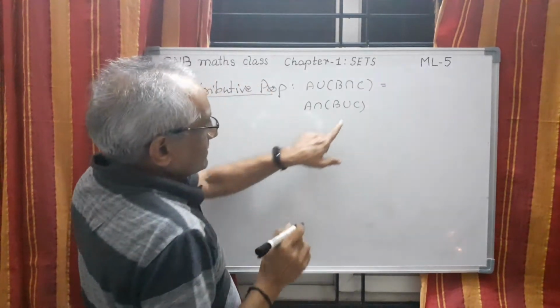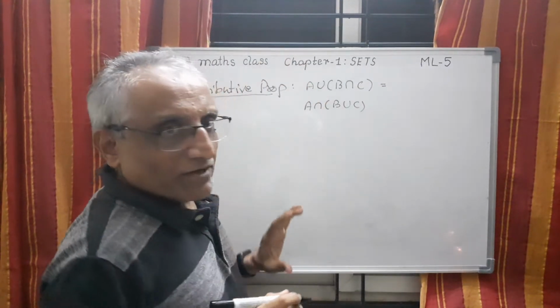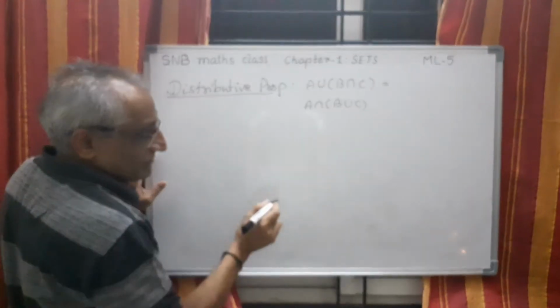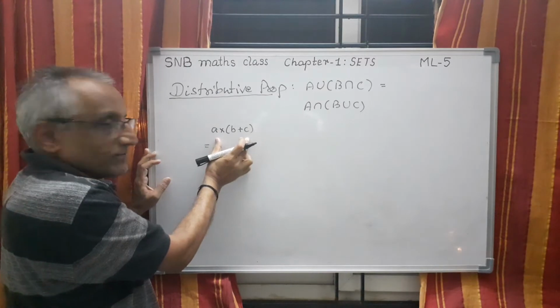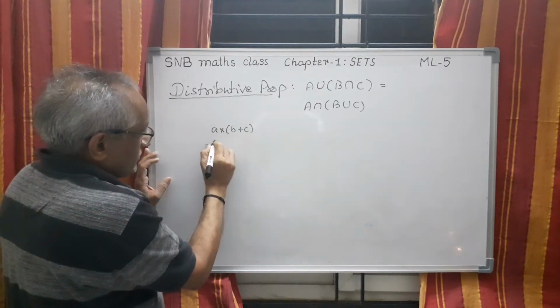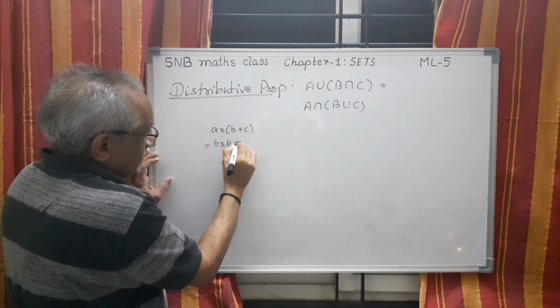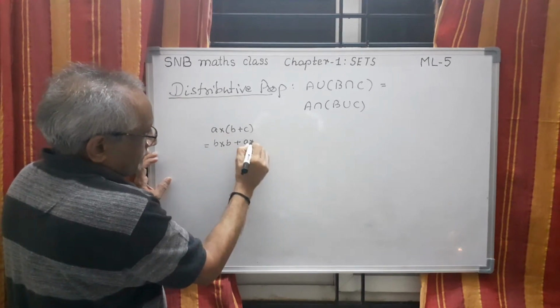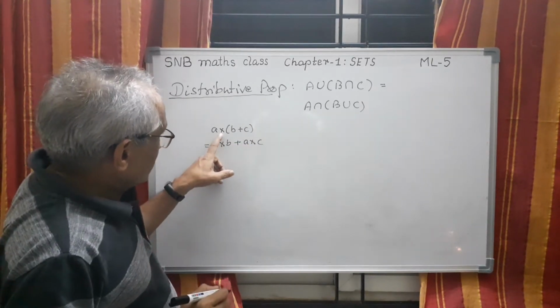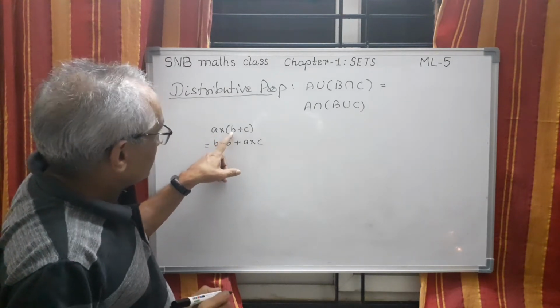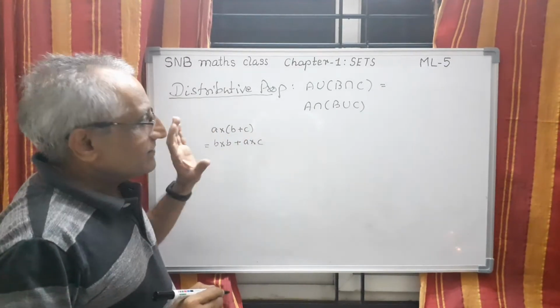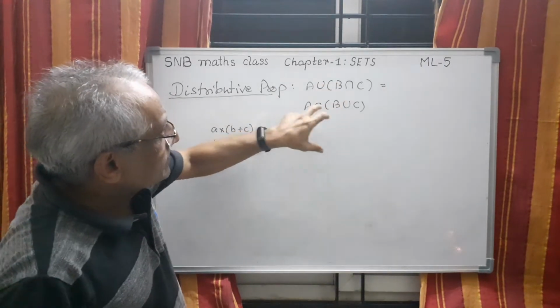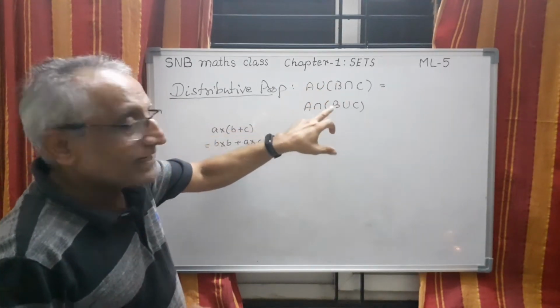If you want to remember these two properties, you can remember the old property which you know already: A into B plus C. In school we have studied this distributive property, A into B, then plus A into C. That is why we say multiplication is distributed to B and C. In the same way we can use the distributive property for union and intersection.